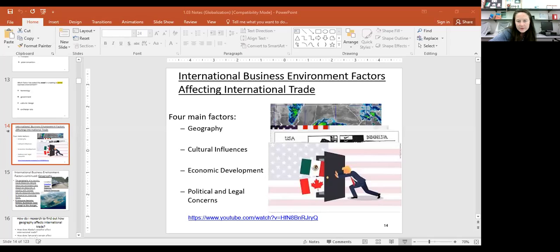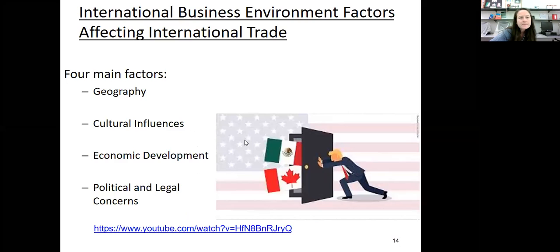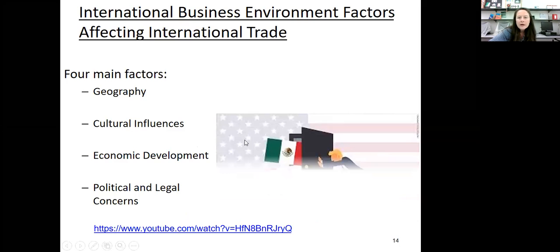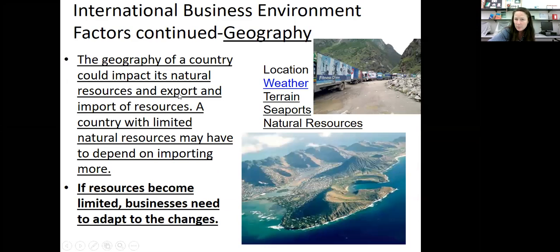All right, so the text with this lesson. We will watch the videos that go with these tomorrow, but right now we're just writing down some examples of what's included under each large category. So these are the subcategories under geography that could positively or negatively impact trade between countries.